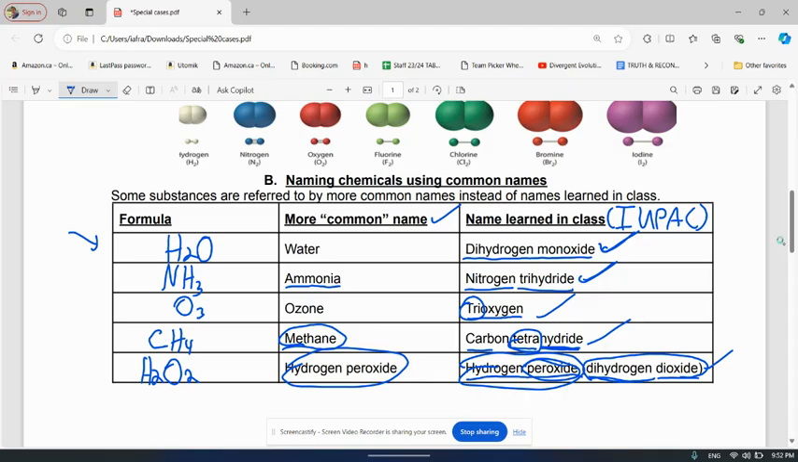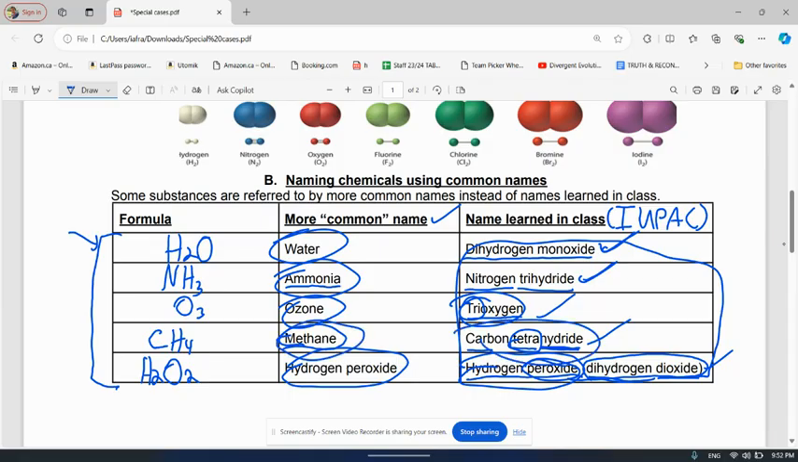So these are some common compounds that I do want you to know, not just their IUPAC name, but also their common name. We often will say water instead of dihydrogen monoxide. We'll say ammonia instead of nitrogen trihydride. We'll say ozone instead of trioxygen. We will say methane instead of carbon tetrahydride. I say common name, that's just a different name that we use, a different naming system. And then hydrogen peroxide, also a different naming system. We wouldn't use the molecular naming system. So do understand what these are. If I do ask you to name them, typically I'll ask you to name them using their more common name.